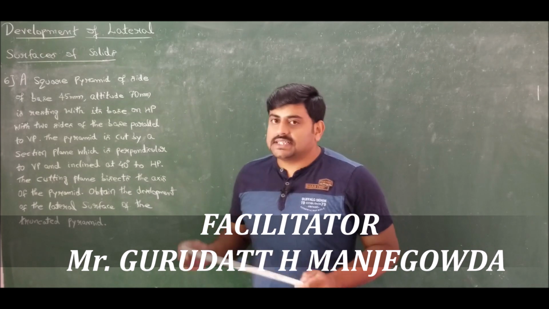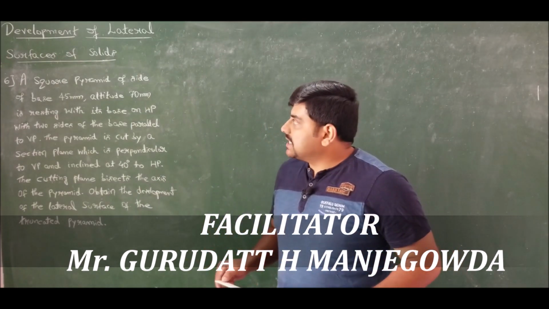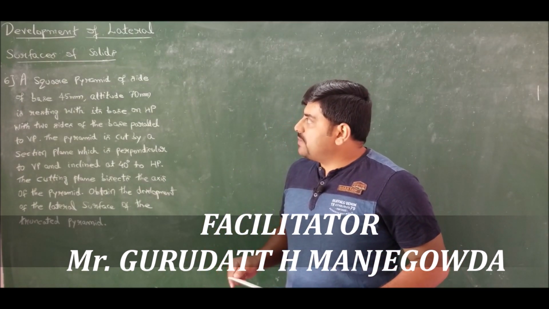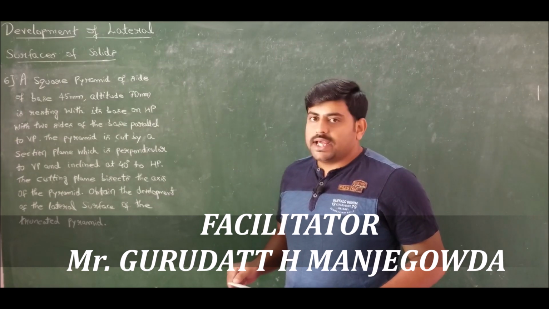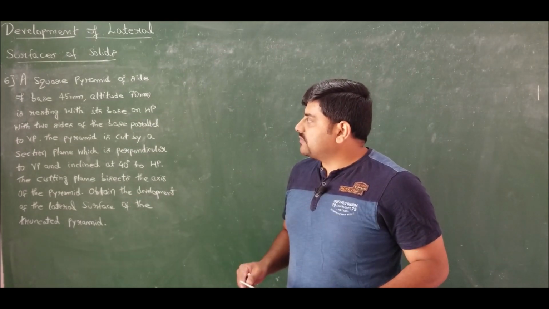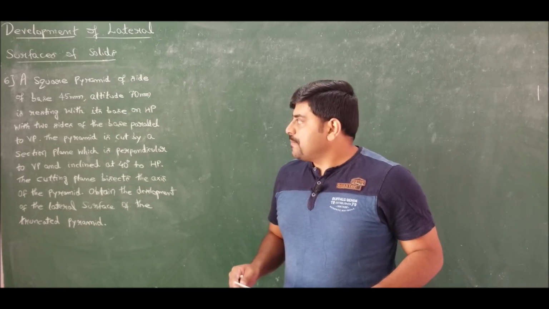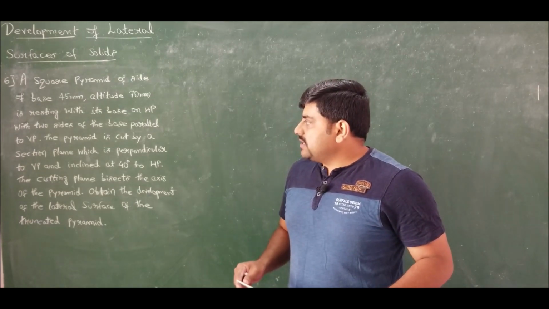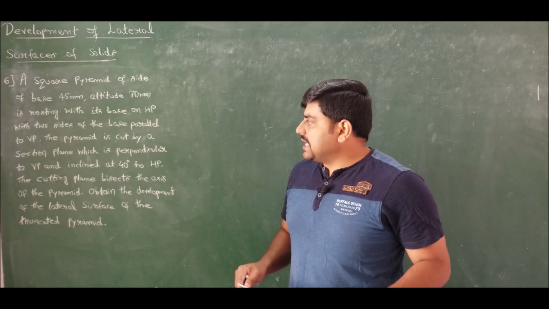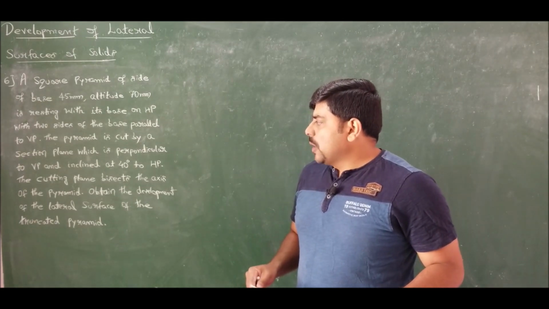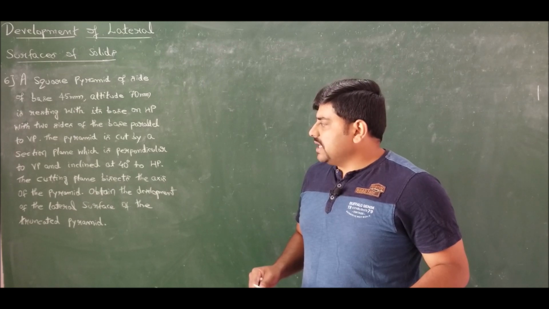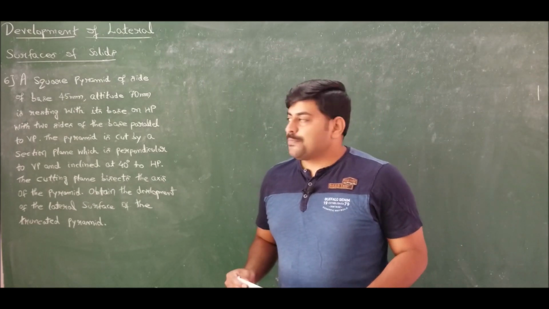The problem number 6 of our discussion states that a square pyramid of side of base 45 mm, altitude 70 mm is resting with its base on HP, with two of its sides of the base parallel to VP. The pyramid is cut by a section plane which is perpendicular to VP and inclined at 40 degree to HP. The cutting plane bisects the axis of the pyramid. Obtain the development of the lateral surface of the truncated pyramid.